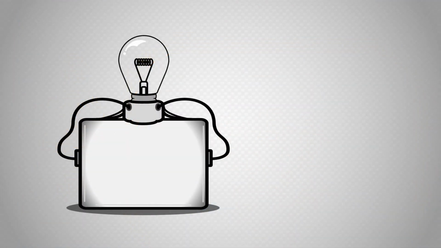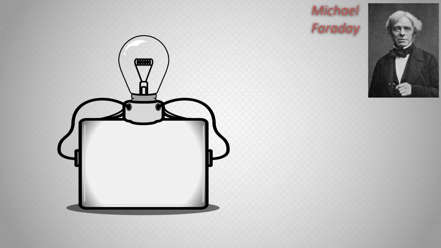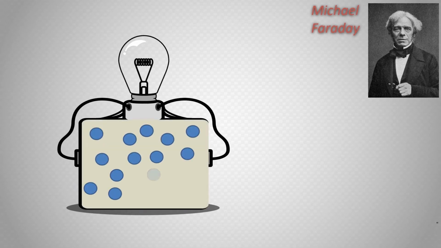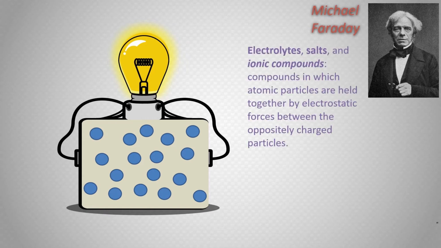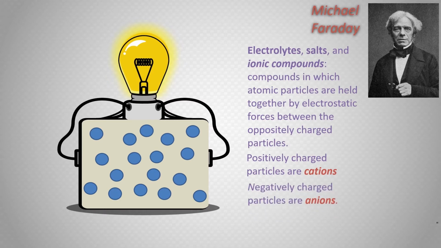We begin answering this question looking at the work of the great English scientist Michael Faraday, who in the early 1830s would figure out that some compounds, when thrown into water, would conduct electricity. Now, these compounds would be called either electrolytes, salts, or ionic compounds. They eventually would be found to be compounds in which the atomic particles are held together by electrostatic forces between the oppositely charged particles. Positively charged particles are called cations, and negatively charged particles are anions.